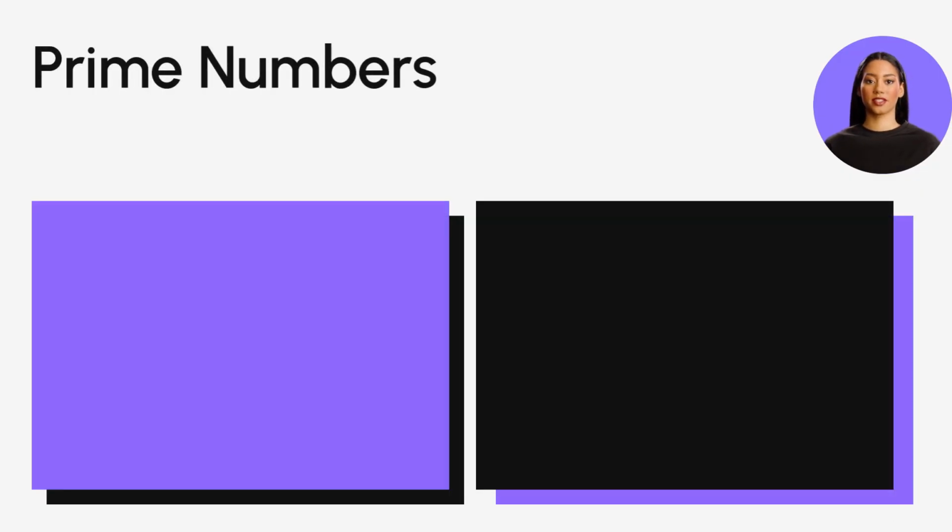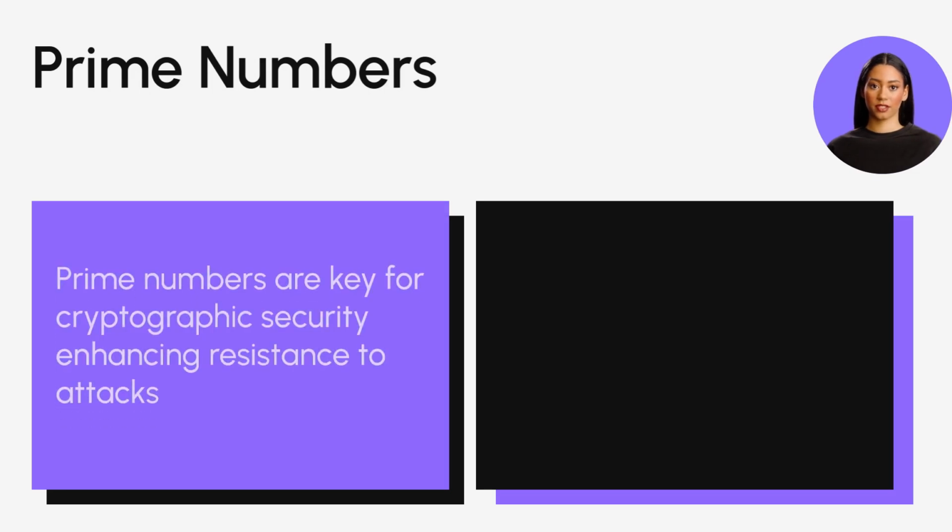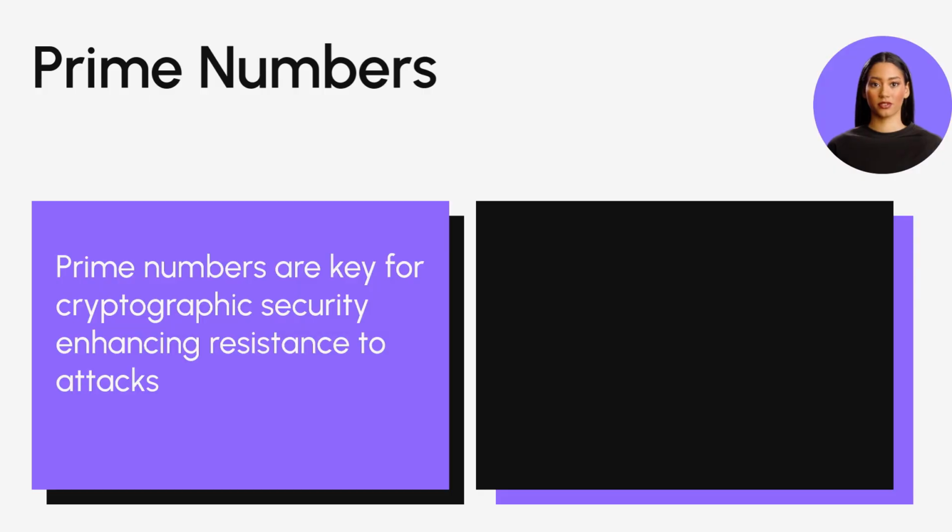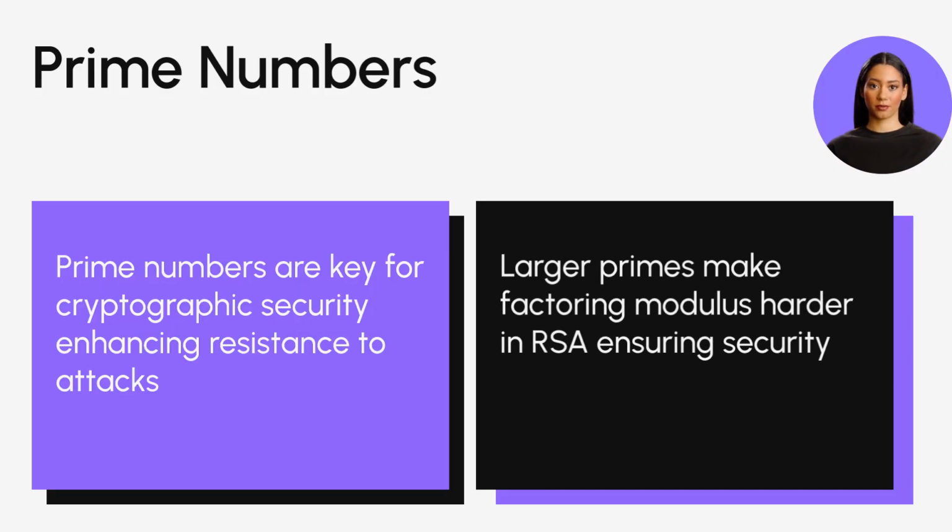Prime numbers are essential for generating secure keys in cryptography. The larger the primes, the harder it is to factor the modulus used in RSA. Random large primes are tested using probabilistic primality tests. Safe primes enhance resistance to attacks. Prime numbers are foundational in ensuring cryptographic security.